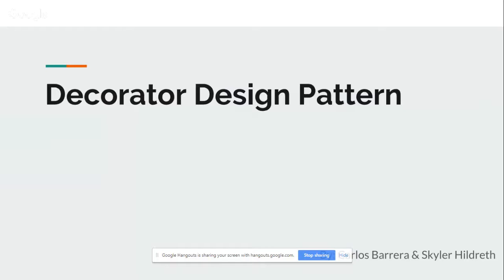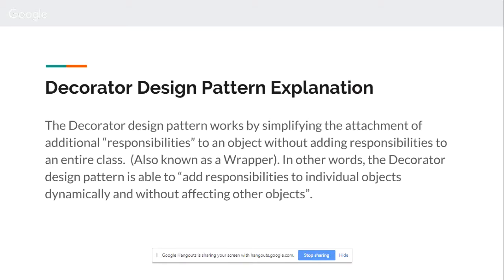The decorator design pattern works by simplifying the attachment of additional responsibilities to an object without adding responsibilities to the entire class. Responsibilities can be considered features or methods, like an object's method or a class's method. In other words, the decorator design pattern is able to add responsibilities to individual objects dynamically and without affecting other objects.